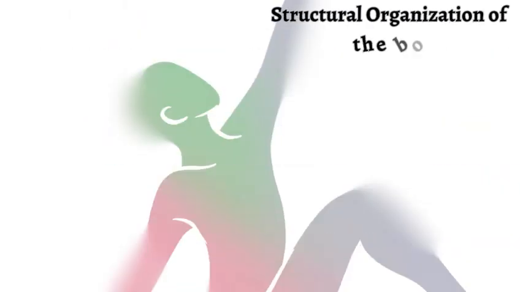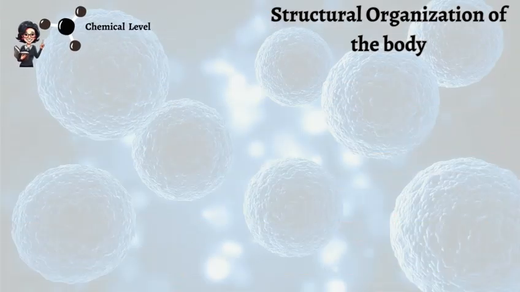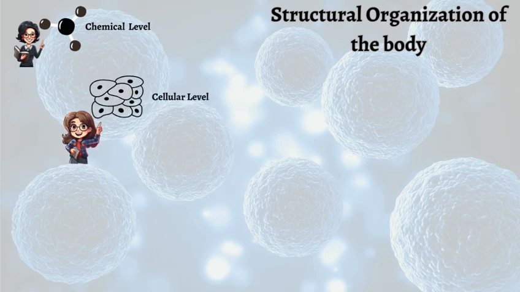Structural organization of the body. Life processes of the human body are maintained at several levels of structural organization. These include the chemical level, cellular level, tissue level, organ system level, and the organism level. In the chemical level, the atoms bond to form molecules with three-dimensional structures, whereas in the cellular level, a variety of molecules combine to form the fluid and organelles of a body cell.